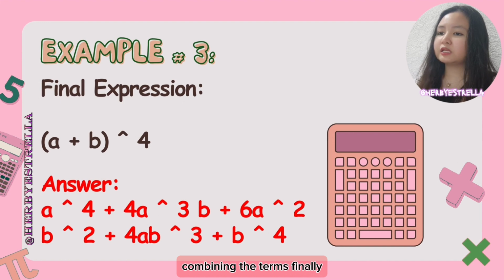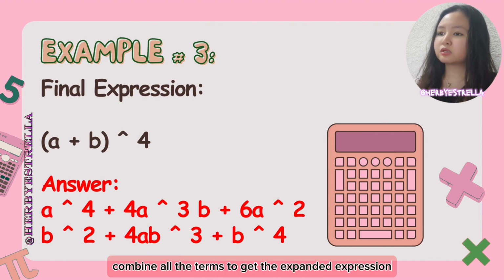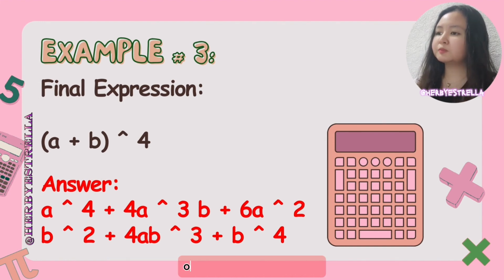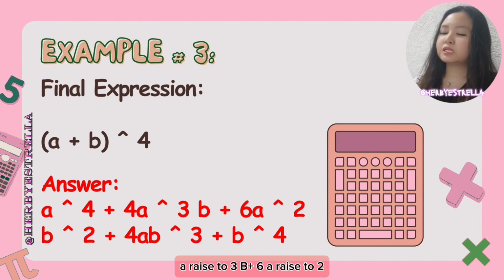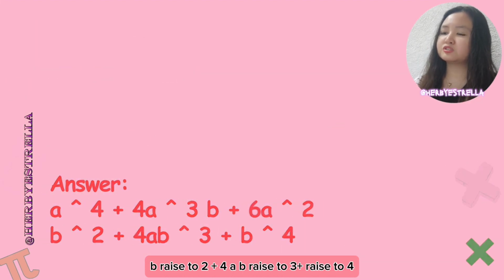Combining the terms, finally, we combine all the terms to get the expanded expression (a + b)^4 equals a^4 plus 4a^3 b plus 6a^2 b^2 plus 4ab^3 plus b^4.